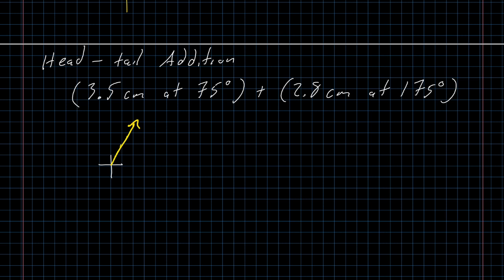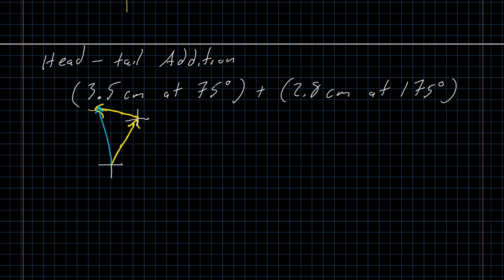Then, at the head of that vector, I'm going to sketch out another set of coordinate axes. I'm going to measure out my 175-degree angle, and I'm going to travel along that direction a distance of 2.8 centimeters. The resultant vector is the vector which points from the tail of the first one to the head of the second one.